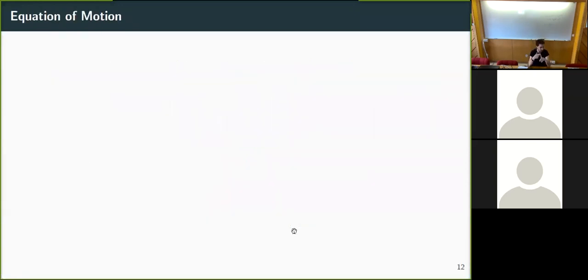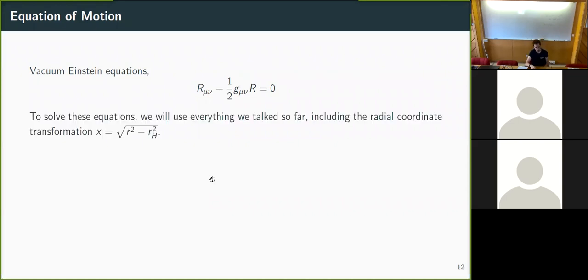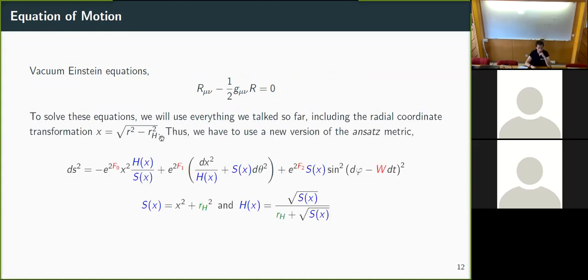Now that we have the metric and the boundary conditions, we just need the equations of motion. These are computed through the Einstein equations, so in this case, the vacuum Einstein equations. To do this, and to make the analysis easier afterwards, we'll keep the radial coordinate that I showed in the last slide. So here we have to rewrite the ansatz in this new way, since we impose a new radial coordinate. If you want, you can try to prove that this h function and s function are equal to this. I can leave it to you as an exercise.